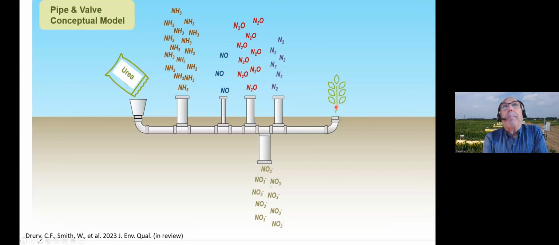I came up with a better, more conceptual way of describing the losses. So in this particular starting slide, imagine the soil as a pipe, and the valves are where we have pipes where losses can occur.